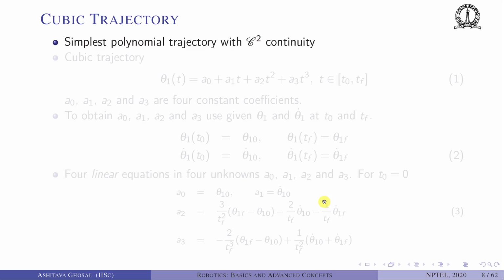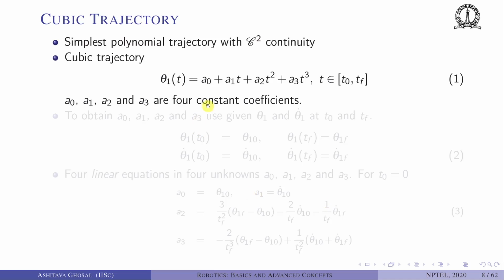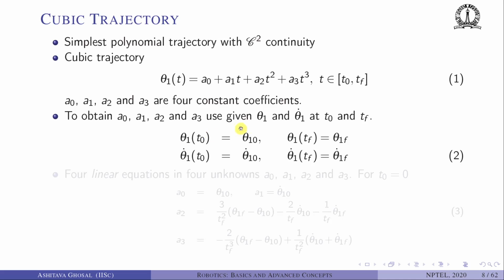To obtain the simplest polynomial trajectory with C2 continuity, we can look at a cubic trajectory. So a cubic trajectory is given by theta 1 of t, which is a0 plus a1 t plus a2 t squared plus a3 t cubed, where t lies between t0 and tf. And these a0, a1, a2 and a3 are 4 constant coefficients which need to be determined. To obtain these, we use the fact that theta 1 is given at t0 and tf. Similarly, theta 1 dot is given at t0 and tf.